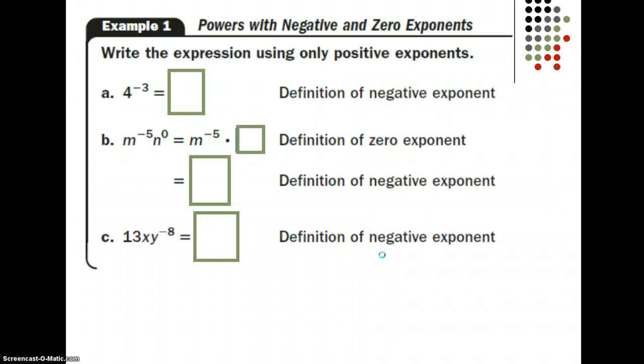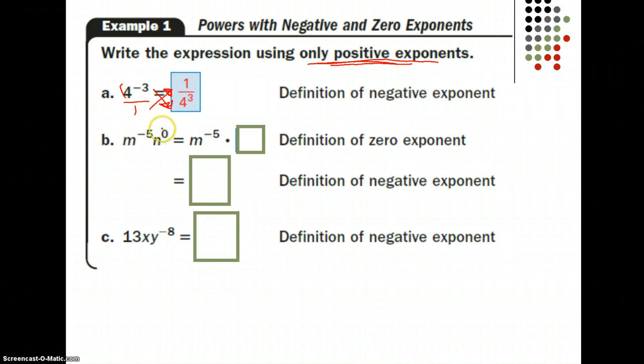Example 1. Write the expression using only positive exponents. That's the direction you will see when we're doing this. So 4 to the negative third power, we put it as 1 over 4 to the positive third power. Technically, this is in the numerator, because there's an invisible 1 underneath. So you're basically switching it to the denominator and switching the 1 to the numerator, but make the 3 positive.